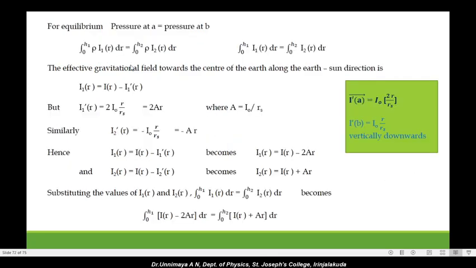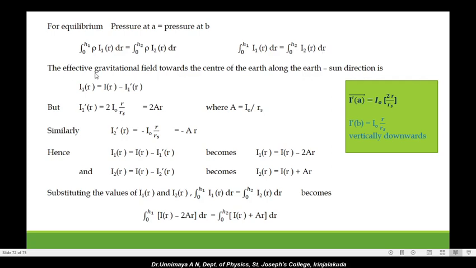Then for equilibrium, the condition is pressure at A should be equal to pressure at B. So what is the total pressure at A? Integral from 0 to h1 rho I1 of r dr is equal to integral from 0 to h2 rho I2 of r dr. This is the pressure at B. Since rho is a constant, cancel these two terms. So this equation will be equal to integral from the limits I1 of r dr is equal to integral from the limits I2 of r dr.